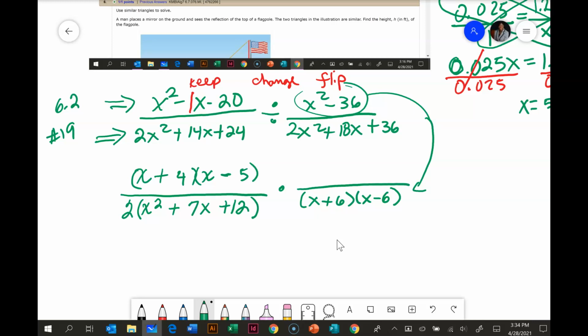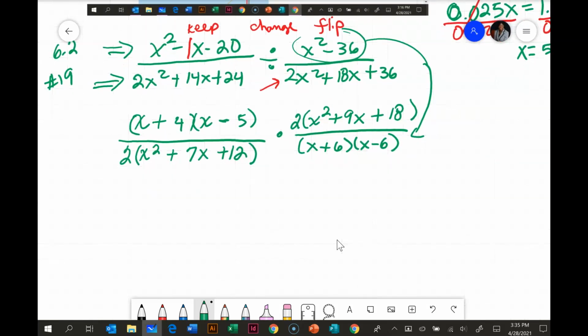Let's go ahead and go to this 2x squared plus 18x plus 36. Similarly, it looks like all of those numbers are even, so I know I can take out a 2: 2 times x squared plus 9x plus 18. So I'm not done factoring. I have not factored completely, so I'm going to rewrite everything back over again.